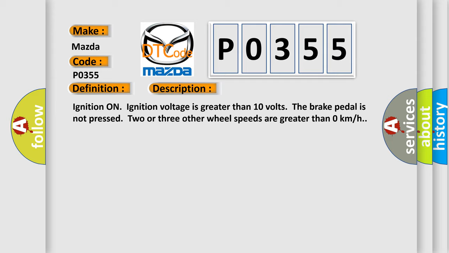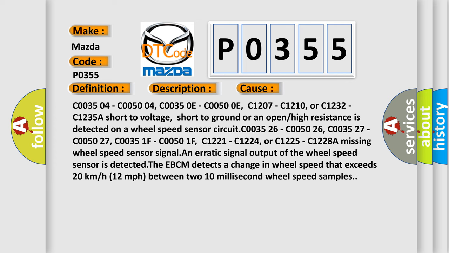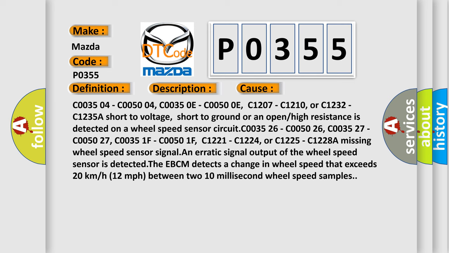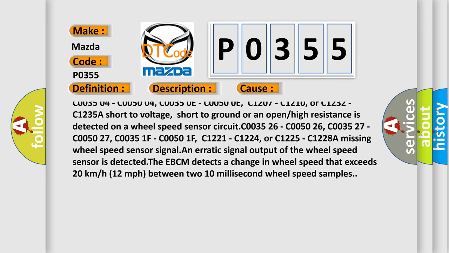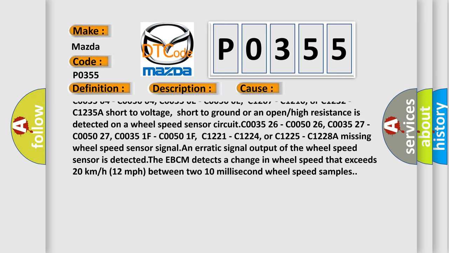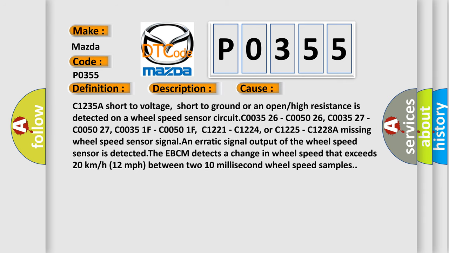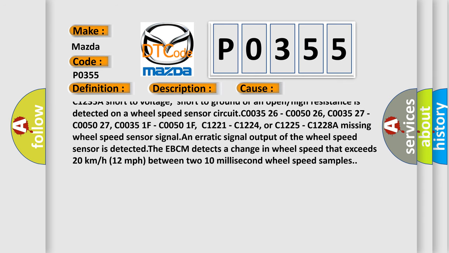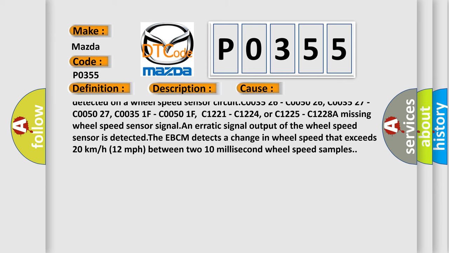This diagnostic error occurs most often in these cases: C0035-04, C0050-04, C0350-E, C0500-E, C1207, C1210, or C1232, C1235-A. Short to voltage, short to ground, or an open or high resistance is detected on a wheel speed sensor circuit.